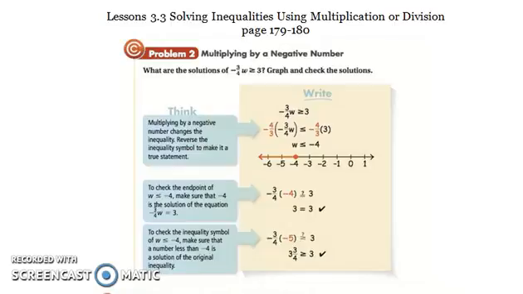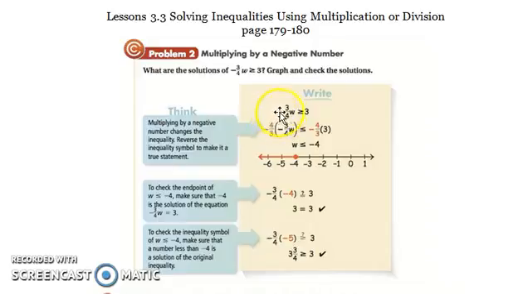Okay, this is lesson 3.3, solving inequalities using multiplication or division, page 179 to 180. Problem number 2. The got it continues on to page 180, so be careful that you don't miss that. Problem 2, multiplying by a negative number. What are the solutions of negative 3/4 w greater than or equal to 3? Graph and check your solution.